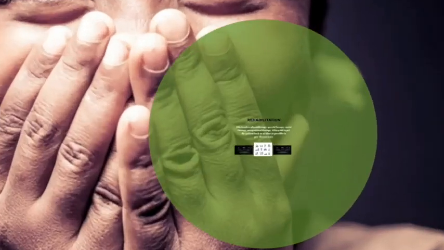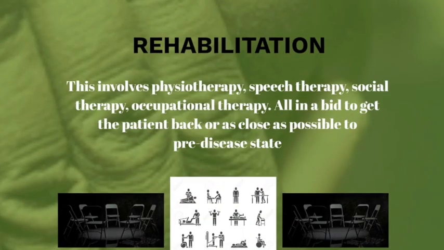And then rehabilitation. Let's imagine a case where you've been able to cure the disease, you've been able to limit it, you've been able to make sure this person is fine. So, how do you get this person back into the society? How do you get this person back on his or her feet? How do you get this person back to the normal pre-disease state? I think I wrote that somewhere. Yes, I wrote it. So that's what this involves.